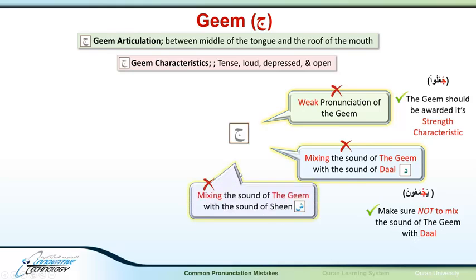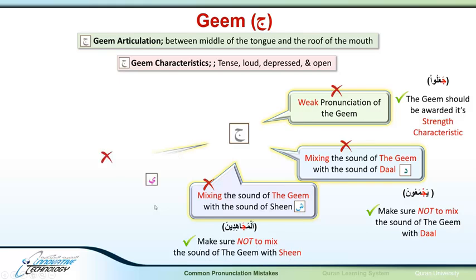Now, the third mistake is mixing the sound of the jim with the sound of the sheen. And the example showing the wrong pronunciation is المشاهدين. Musha is wrong. We're pronouncing a sheen instead of the jim. The right way of pronouncing it is like this. المجاهدين. Mujah, not musha. So make sure not to mix the sound of the jim with that of the sheen.